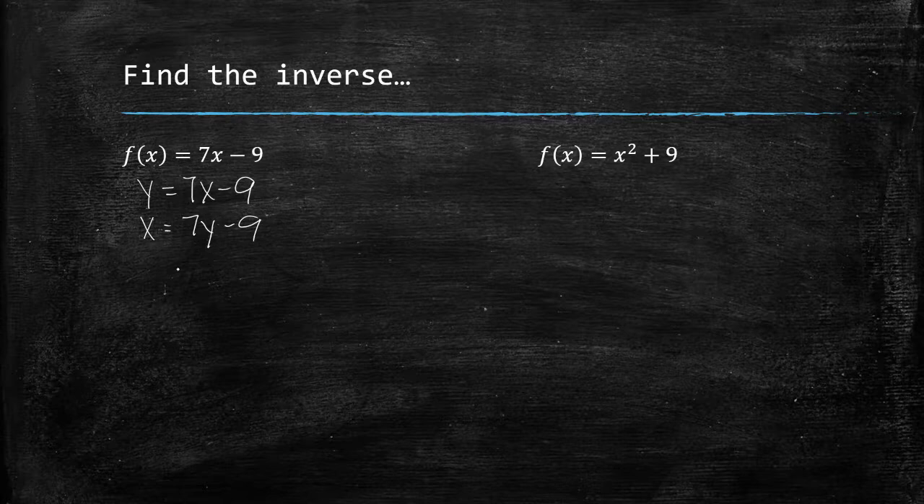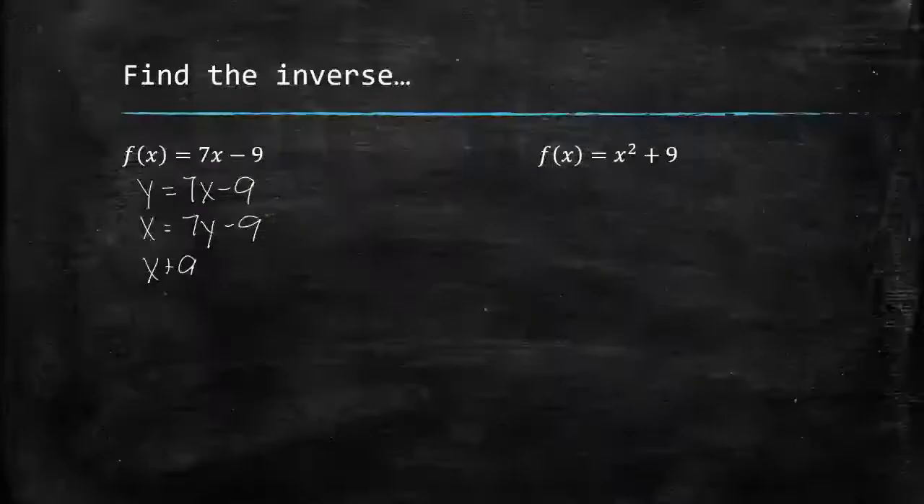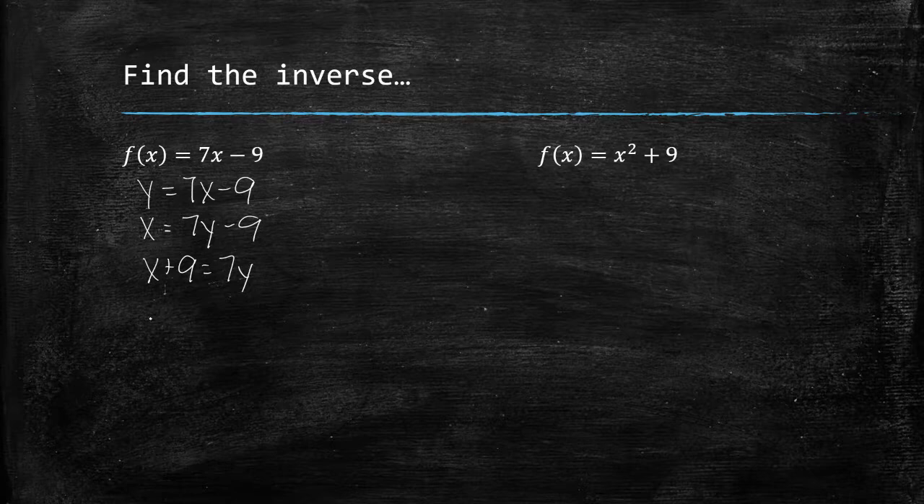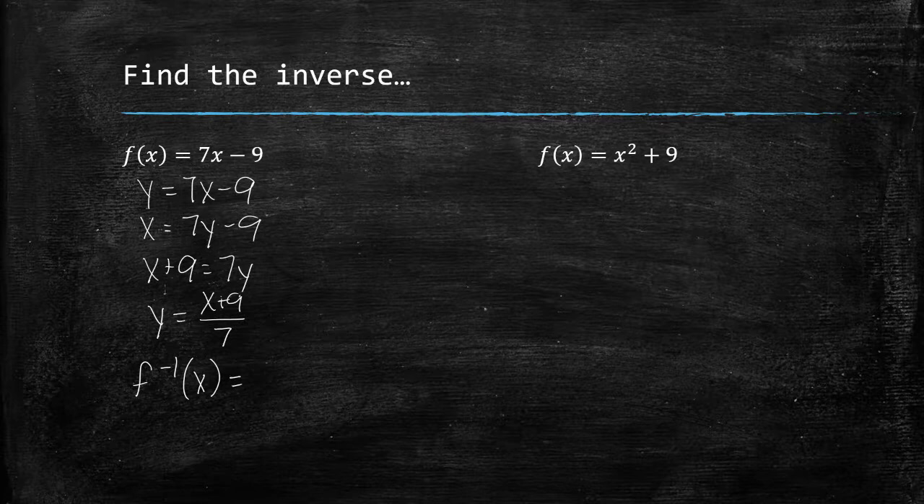So in this case, I'm going to add 9, and I'm going to divide by 7. Last step is to put in the f negative 1 of x, replace that with the y, just so that it's written correctly in function notation. Okay.